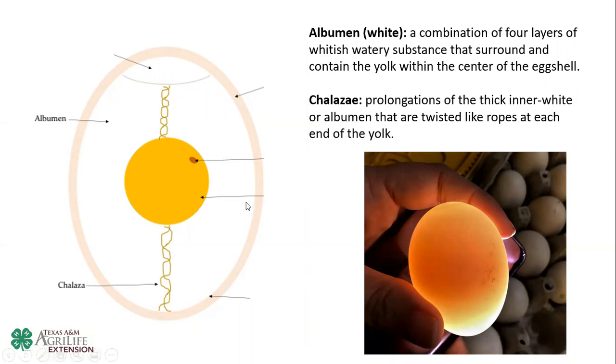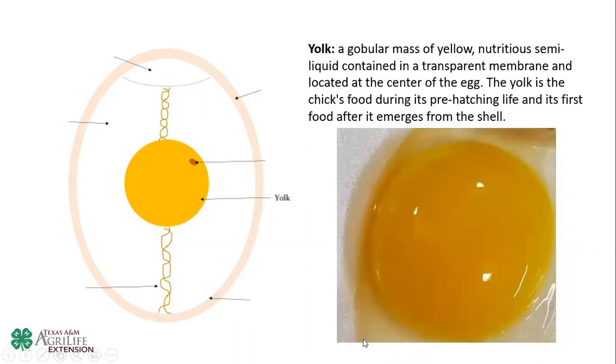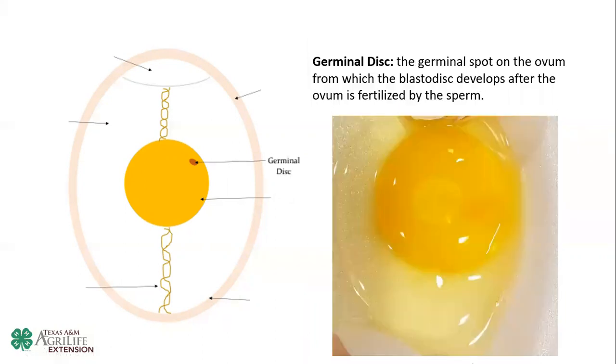In the albumen we have this chalaza, which is kind of like a rope-like structure that keeps the yolk in the center of the egg, which is really important for development. And then we have the yolk, which is a yellow globular mass that's full of nutritious vitamins and minerals that the embryo needs to develop and grow big and strong.